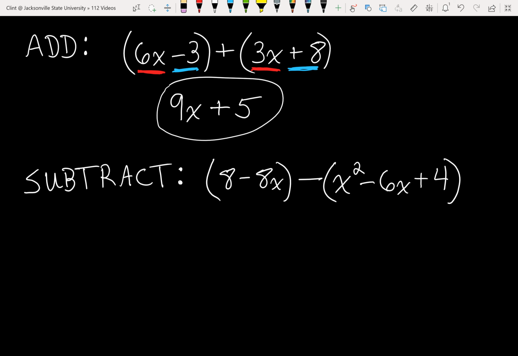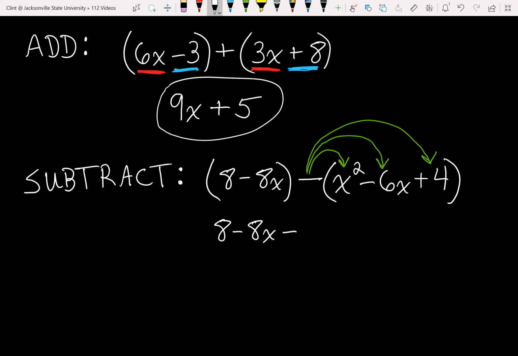So if we're going to do that, then one of the easier ways to think about it is to think about the minus sign up front, and it's going to change the sign for every other term inside the parentheses. So let's rewrite it, but we're going to switch all of those signs to do our subtraction. I'm going to drop the parentheses on the first one. So we'll have 8 minus 8x.